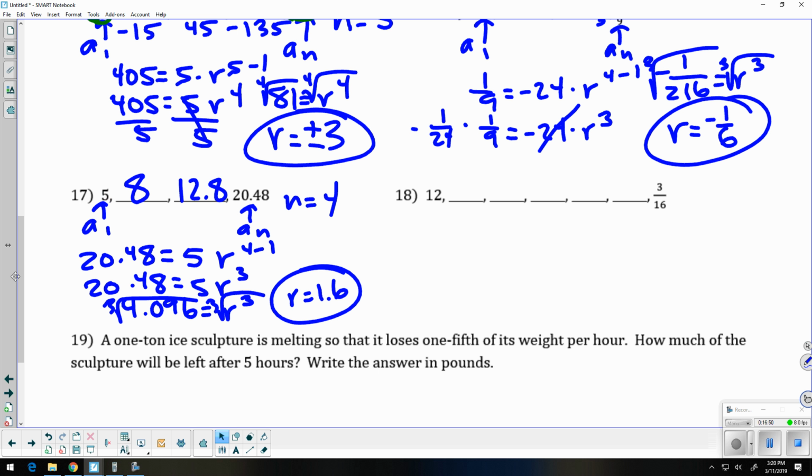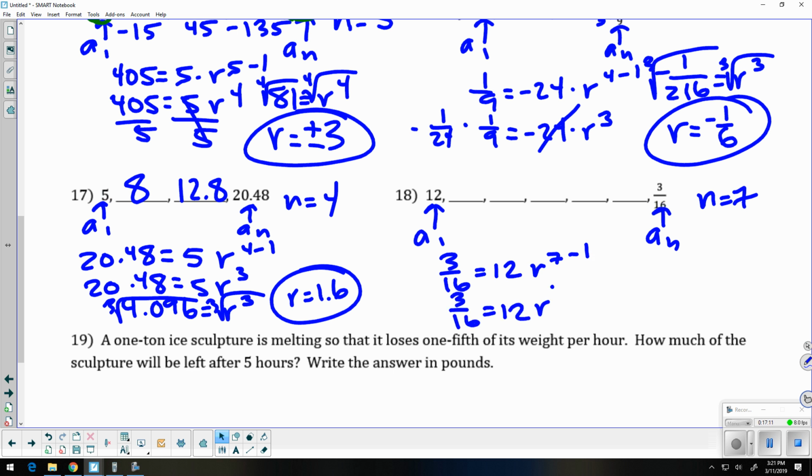Okay, and the last one, geometric means. Again, we have a sub 1, we have a sub n, and we have 1, 2, 3, 4, 5, 6, 7 terms. So there's 7 for n. So solving for r, 3/16 equals 12 times r to the 7 minus 1. So 3/16 equals 12 times r to the 6.